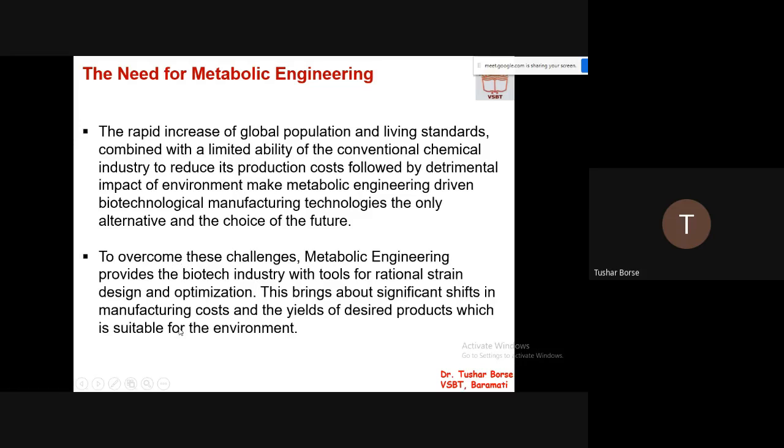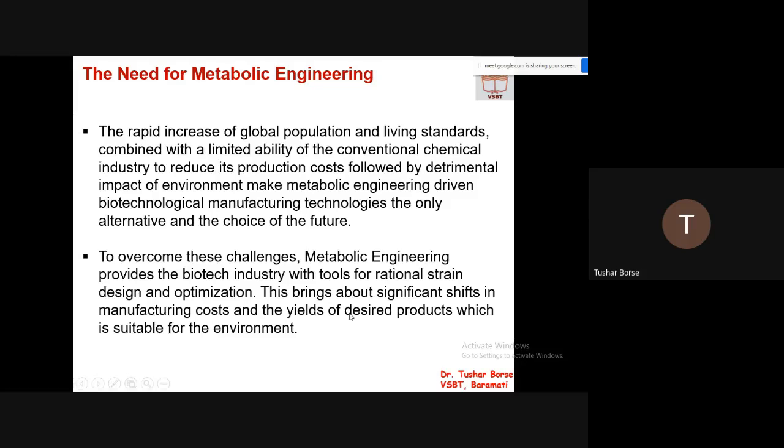And that is what I have said here: to overcome these challenges, metabolic engineering provides the biotech industry with tools for rational strain design and optimization. So now we have modified the host, the E. coli, which is an engineered E. coli. म्हणजे तो ई कोलाय असा आहे, तो एक रोबोटिक सिस्टीम प्रमाणे आपण त्याला तयार केलेला आहे की you just command him, and that E. coli is going to produce whatever you want. So you can go for that kind of strain improvement, optimization of the nutrients, or optimization of its growth, so that you get the desired product.